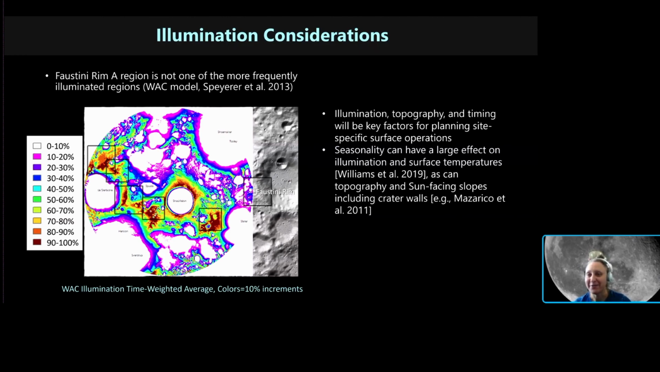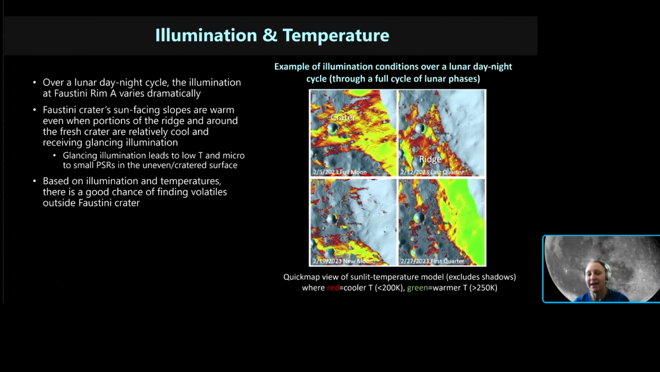And so we've all heard how important illumination and topography and timing are for planning surface activities. And seasonality is also important, as well as topography and things like sun-facing slopes. So this also leads to the connection between illumination and temperature. And just as an example here, I pulled out 4 panels which show the surface temperatures predicted based on illumination.